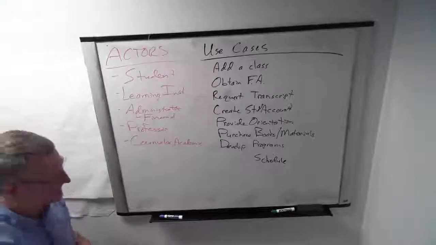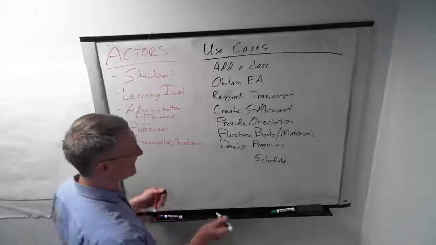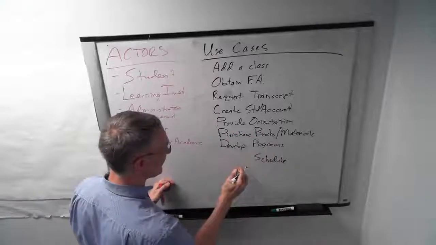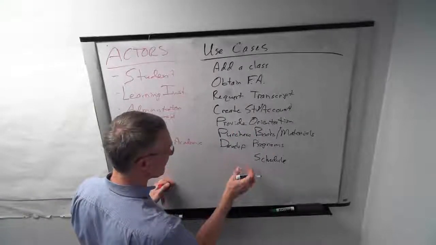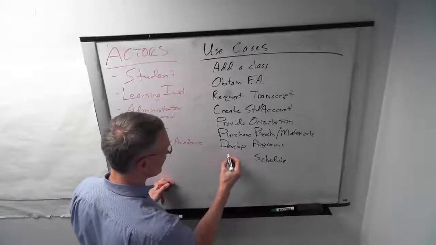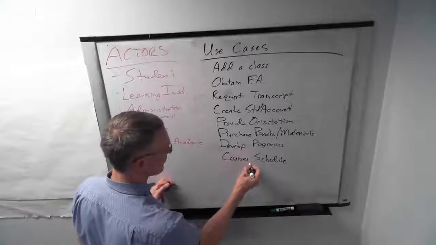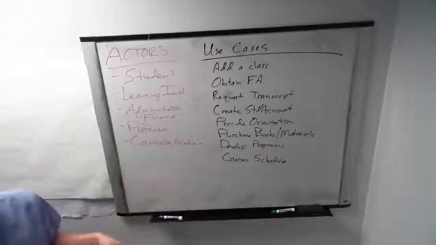Then that becomes a mind map where it's going to branch out. If we did this in a mind map type fashion, that would be good. So why don't we call this a courses schedule? Because what we're actually doing is scheduling courses.